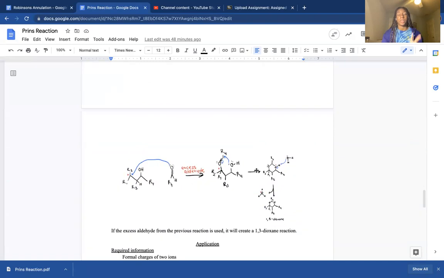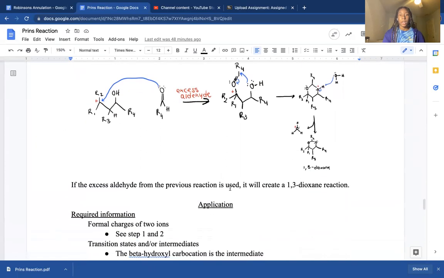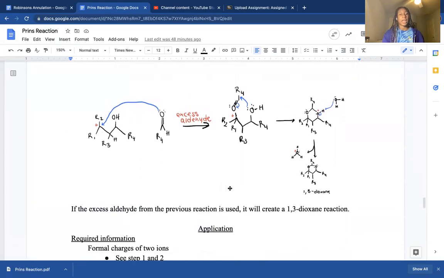And if both of those situations don't happen, then we have the final situation or final product, which I'm going to zoom in for. If the excess aldehyde from the previous reaction is used, it will create a 1,3-dioxane. So basically, here is the aldehyde, and it has the oxygen.